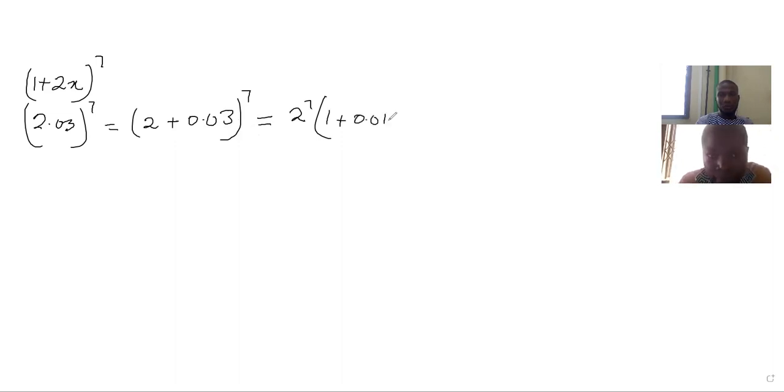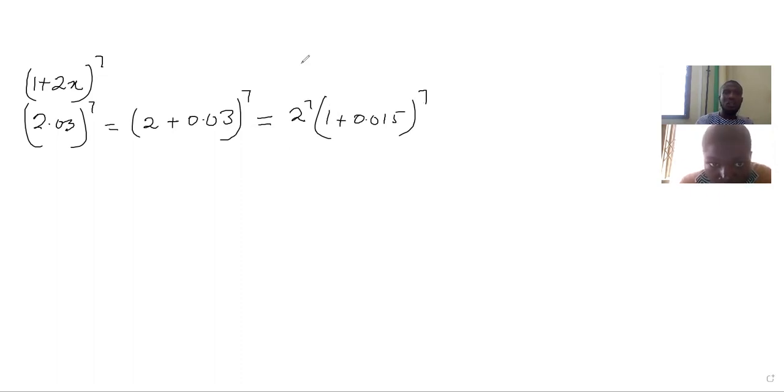0.015 exponent 7. Then when we expand further, 2 exponent 7 is going to give us what? 128. Then that is going to give us this. Let's come back to this.